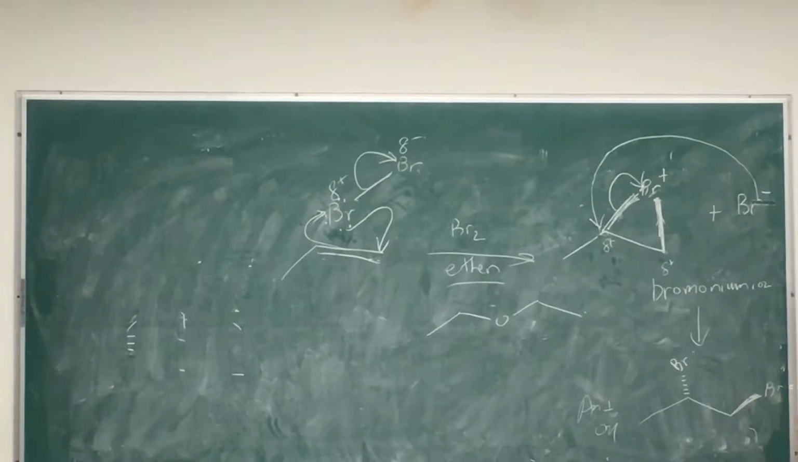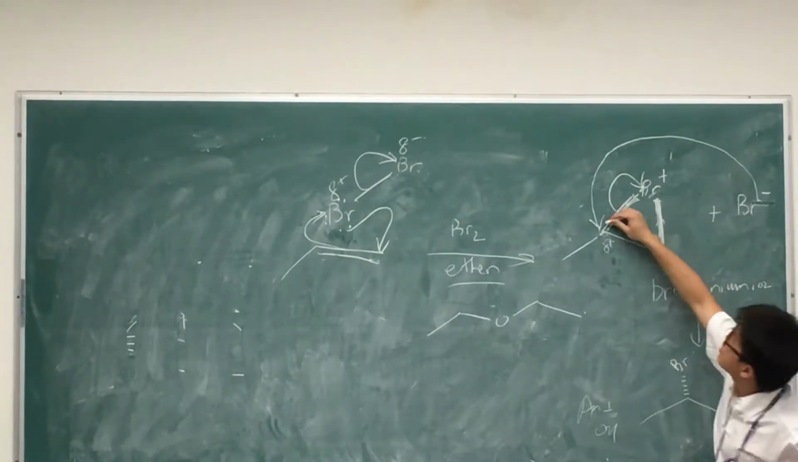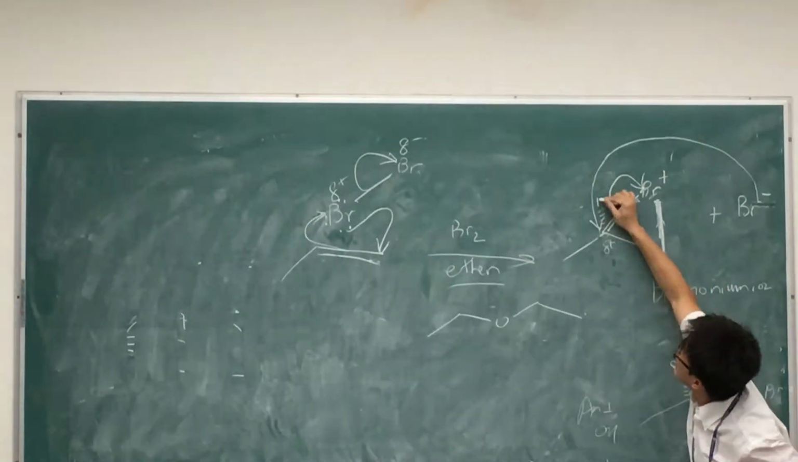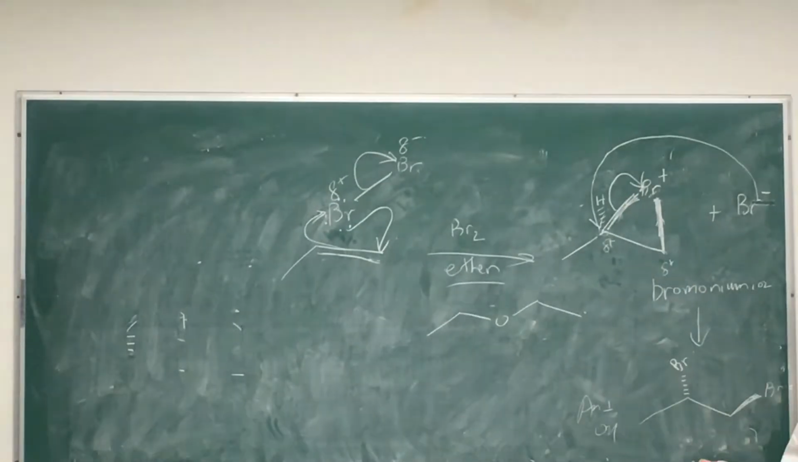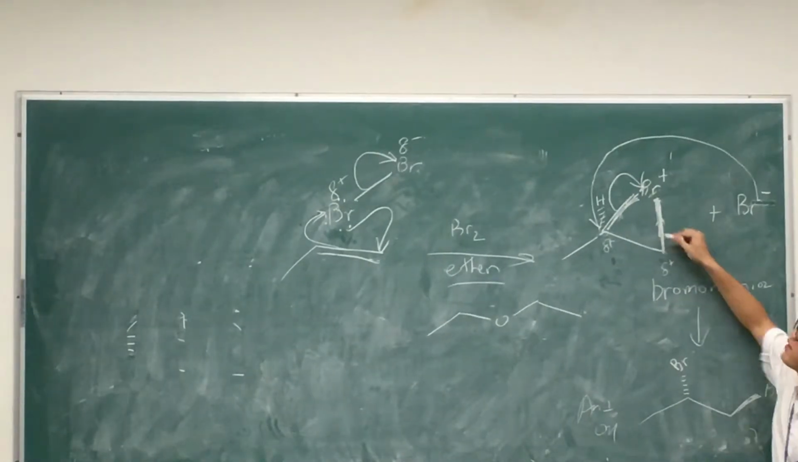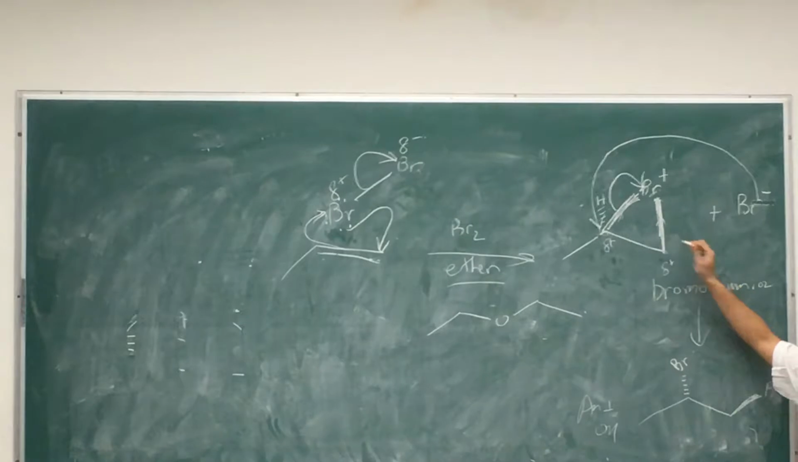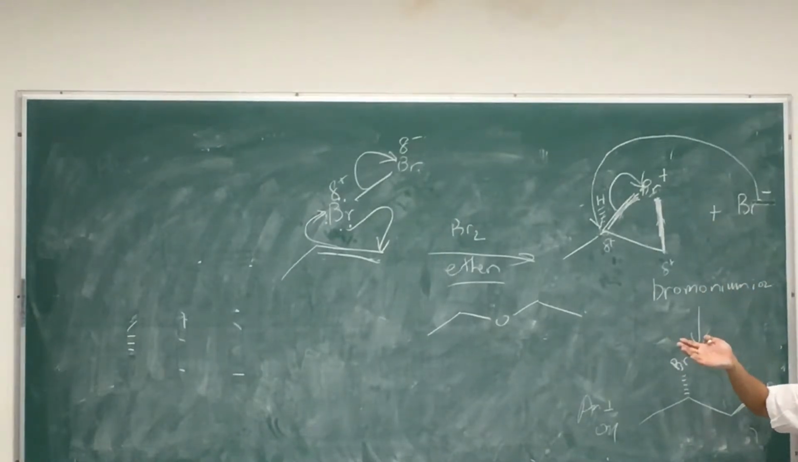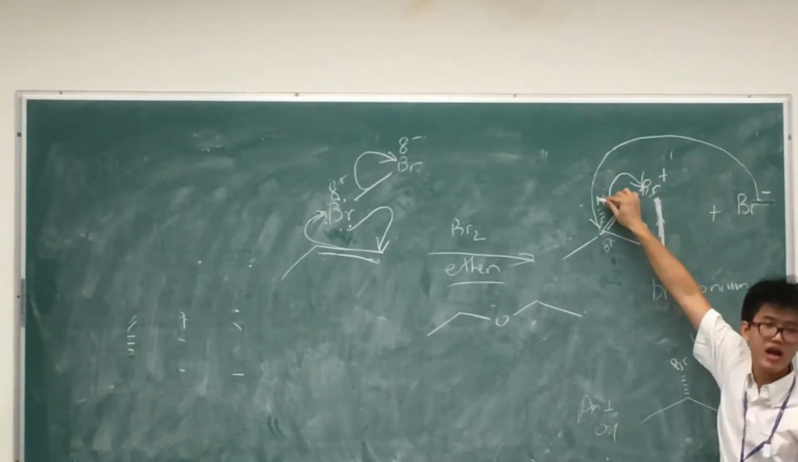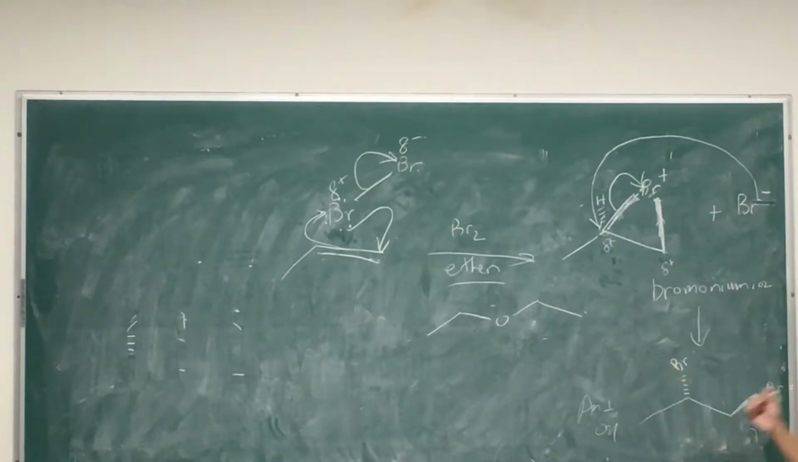You understand why it doesn't attack from the back? Because look at this one. What do we have at the back? We have only a hydrogen. In the front, we have a ring structure with Br, one of the biggest atoms, right? And at the back, we have only hydrogen. So it would prefer a less steric hindrance surface to attack from.